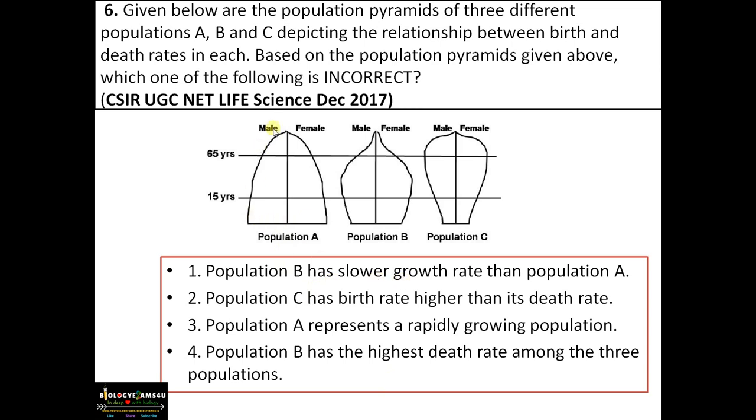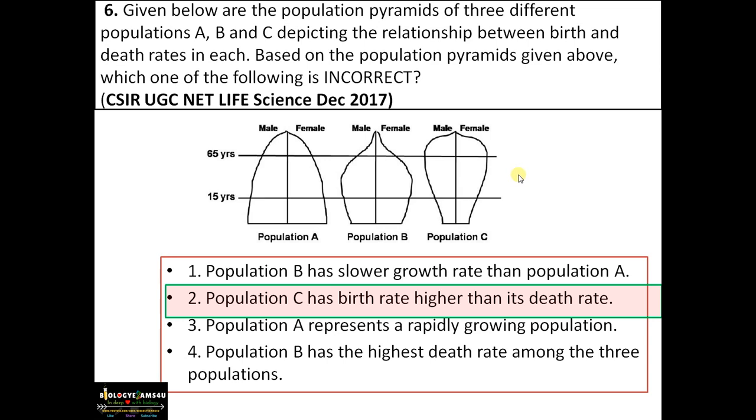Here population B, this is the population graph or population pyramids. As you can see, this represents the birth rate and this is the middle age and this is the death rate. As you can see, this graph is a parabolic graph that represents a rapidly growing population, and in this graph towards the end, the population is declining. So in old age, there is a little dip in number. Here you can see the birth rate is comparatively low compared to the death rate. So here the answer is population C has birth rate higher than the death rate. So this is the incorrect statement. Here birth rate is low whereas death rate is high.